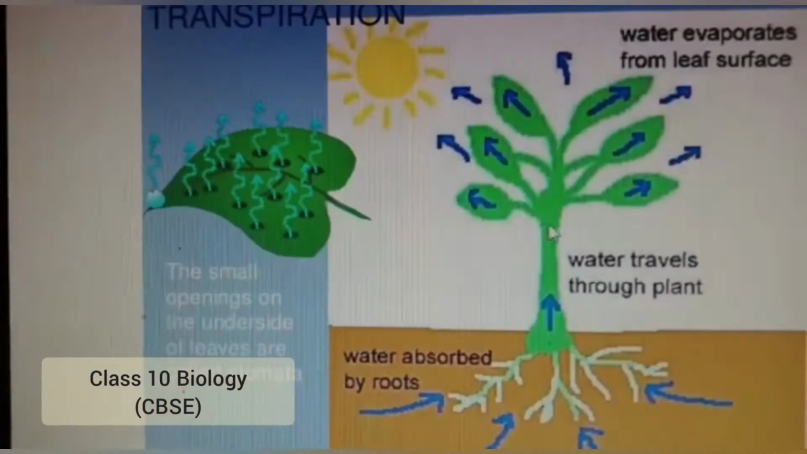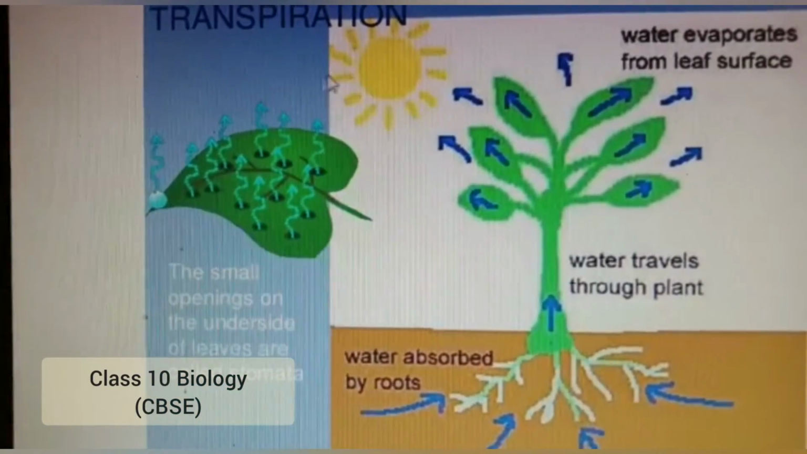In plants, transportation takes place in two ways. The first one is transpiration, the second one is translocation. First, let's see about transpiration. This is the transpiration process.